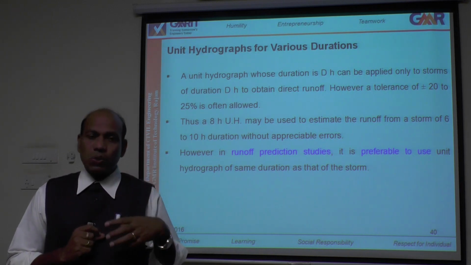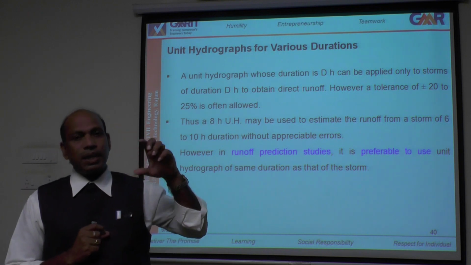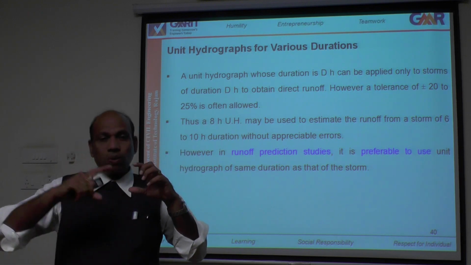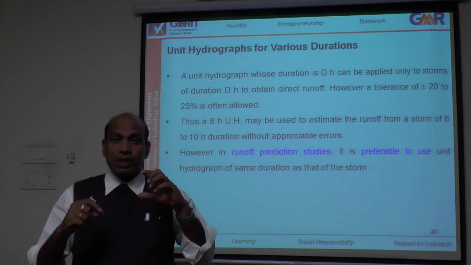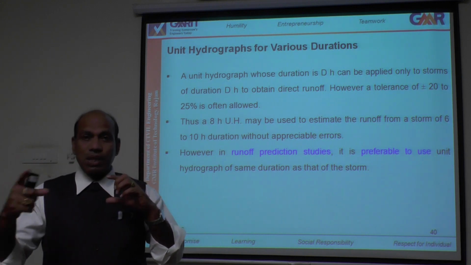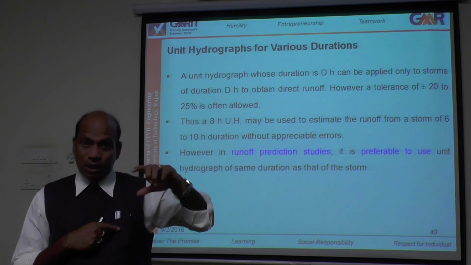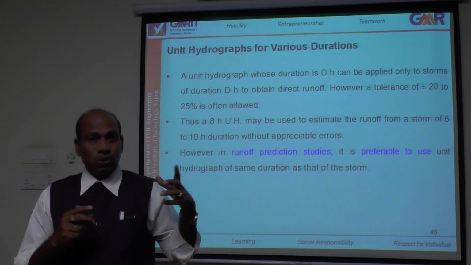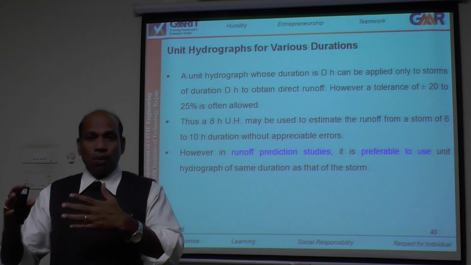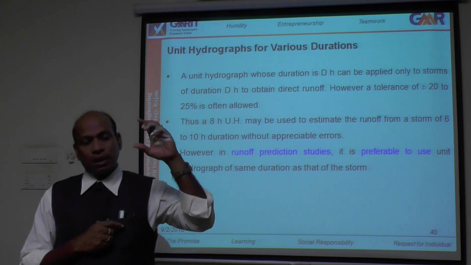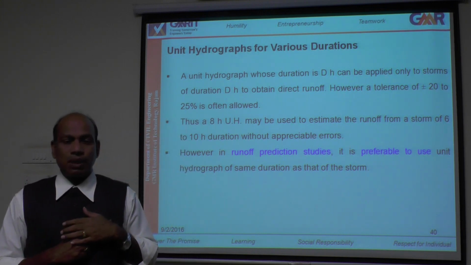In case of the 8 hours unit hydrograph, the effective duration is 8 hours. We are going to construct the storm hydrograph of 6 hours; that effective duration is 6 hours. We are going to construct the storm hydrograph of 10 hours; that effective duration is 10 hours. So effective duration varies from one duration to another one, but runoff depth is 1 centimeter.